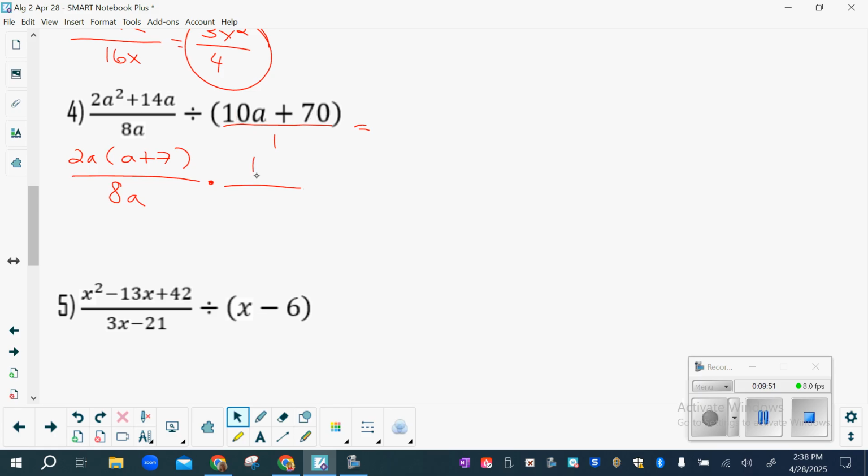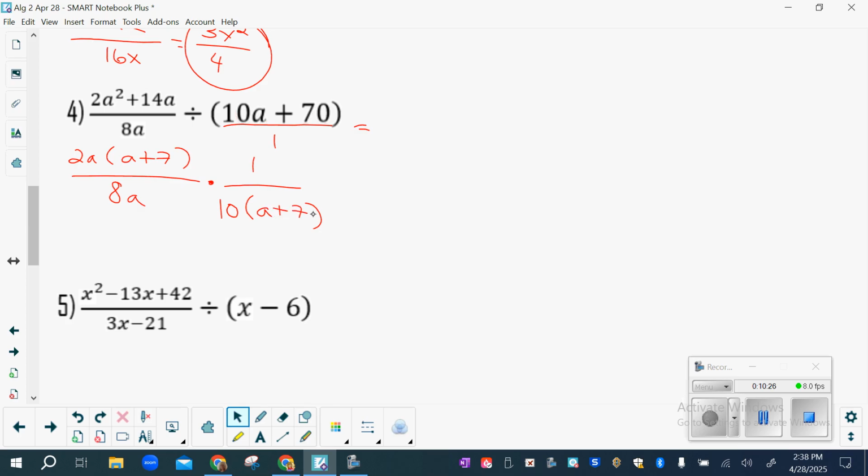And then Will answer the last one. How do we factor 10a plus 70? Let's hear Rustin. Anybody else in the group? Wait, just put 10a plus 70 on the bottom. No, we're going to factor it at the same time. 10 times? 10 times a plus 7.